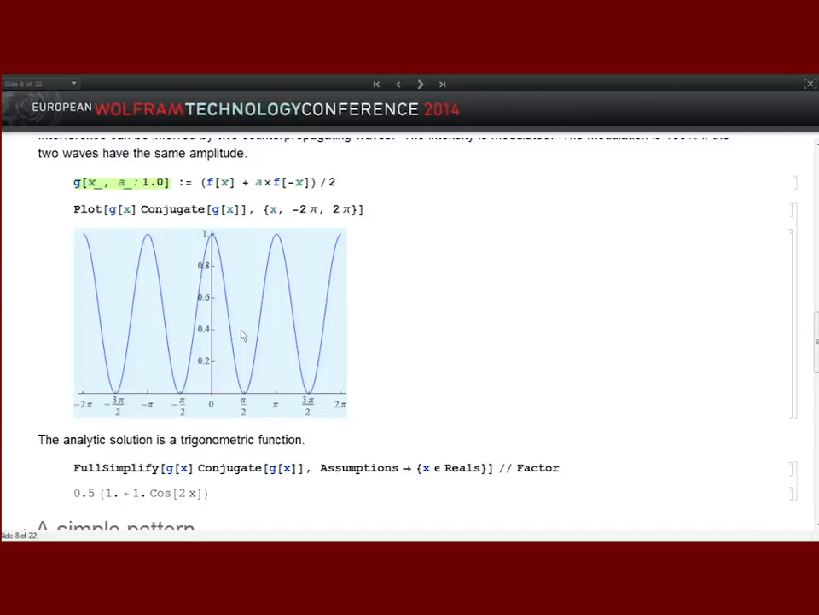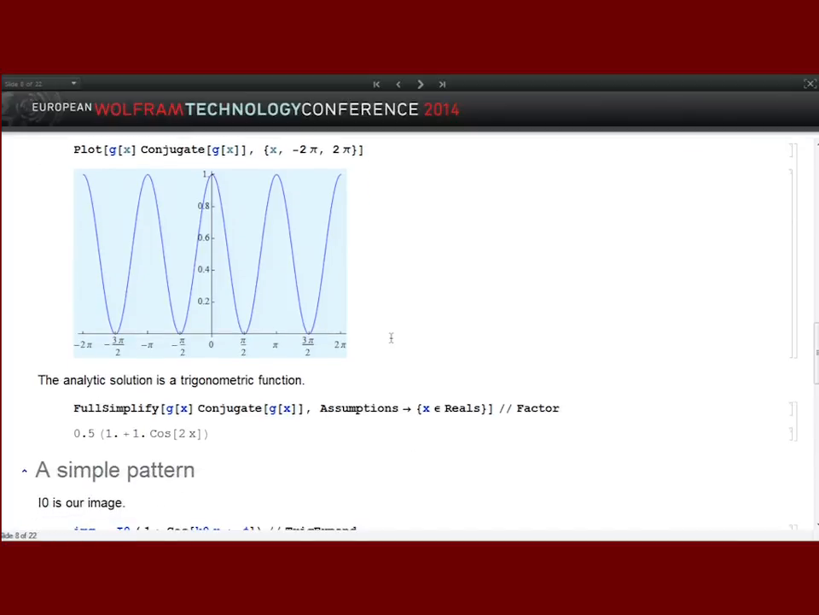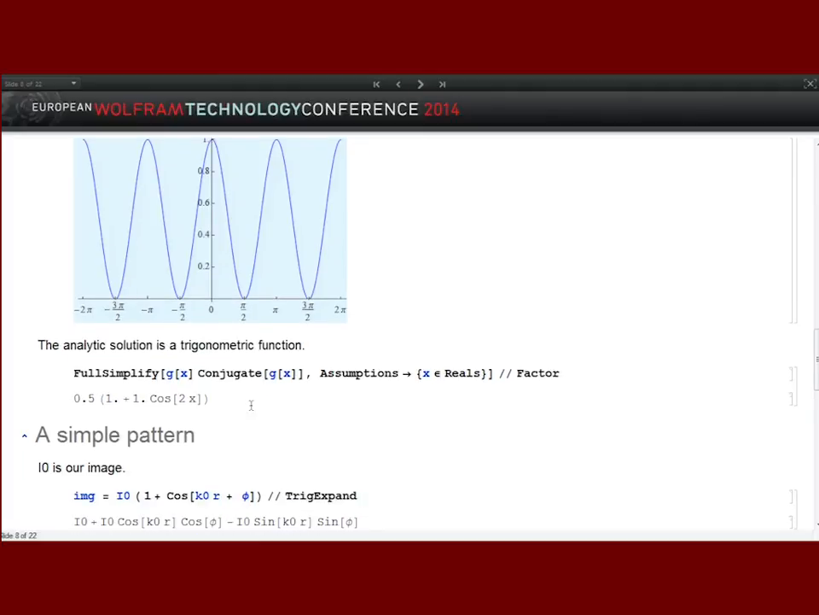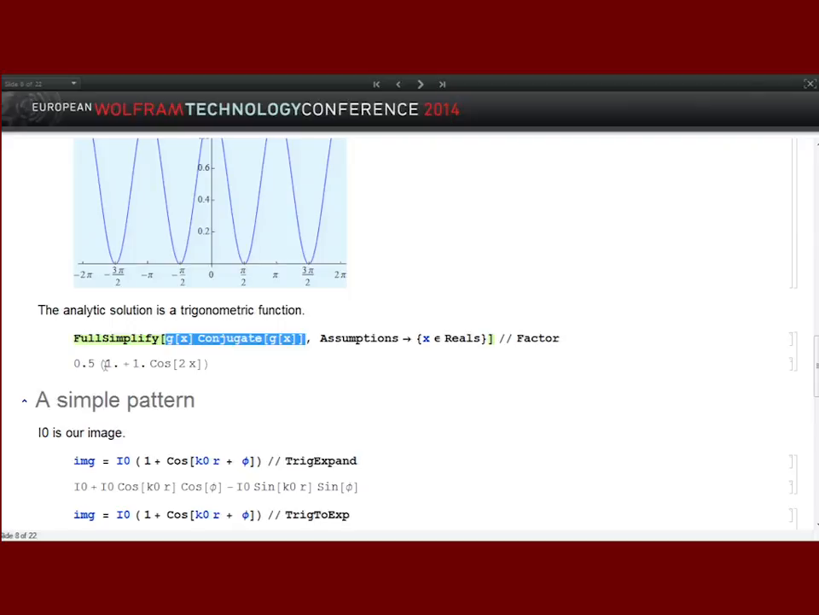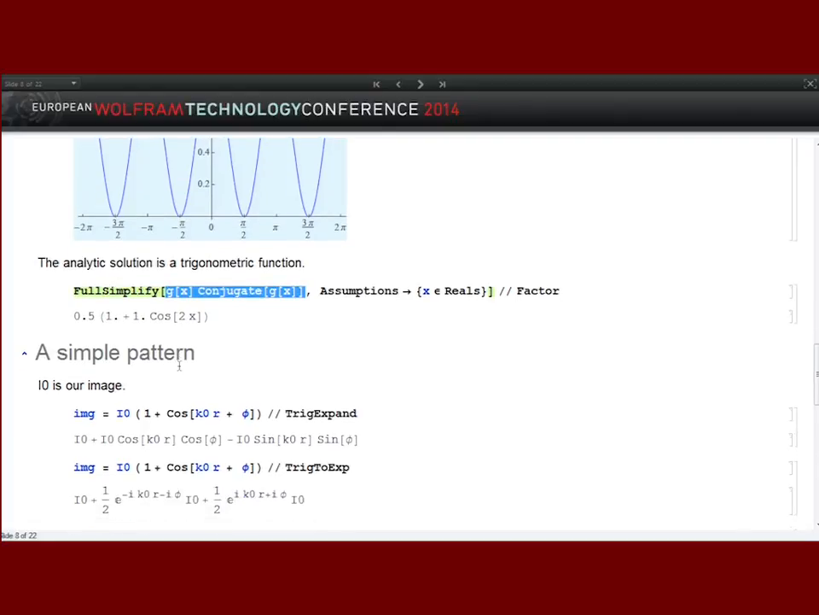And it is important because it actually means that the resolution does not depend anymore on the numerical aperture of the system, as I'll indicate briefly at the very end. Now, if we look at this in a little bit more detail, just perform a full simplify of this function, then we already see this is a kind of pattern. That's exactly what we see. So we have 0.5 times 1, the constant part, which is then modulated with a cosine of 2x.